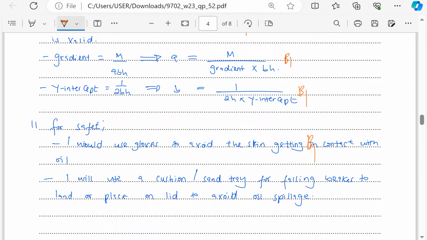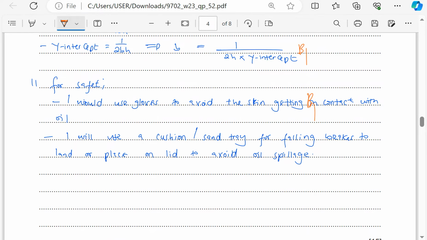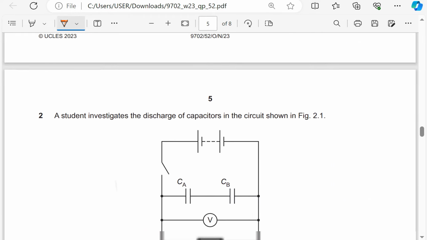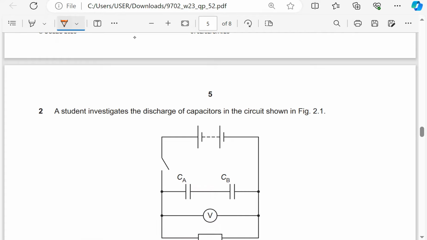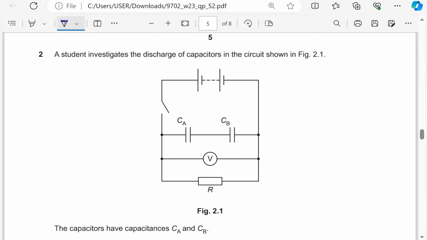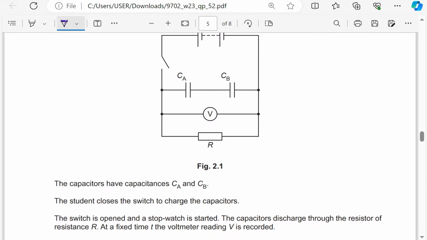Okay, so that is question number 1. I went past time because I was trying to give you details. Let's try question number 2. Normally, question number 2 is very easy. If a student knows the rules of combination of uncertainties, the student will take a short time on question number 2. The student investigates the discharge of capacitors in the circuit as shown in the figure. So these are the capacitors. The capacitors have capacitance CA and CB, and you see that they're in series.